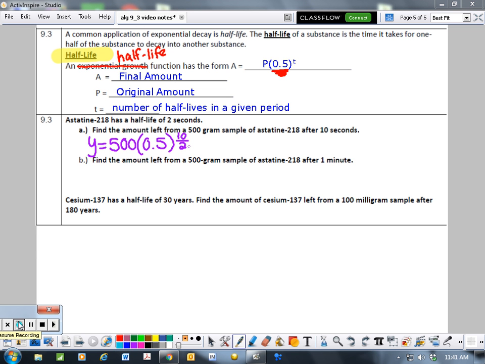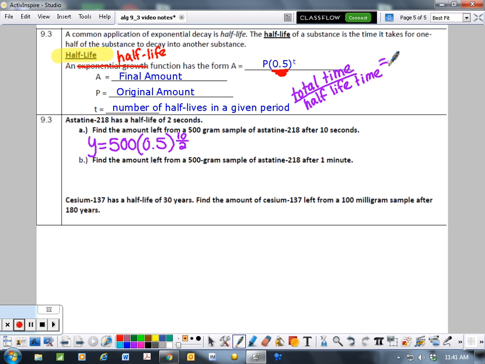So if you ever get confused, you can think of number of half-lives in a given period. So it would say total time divided by half-life time. And that's what we're really doing, is figuring out how many times we're going to hit that half-life.